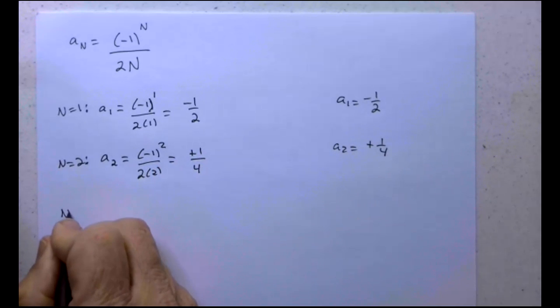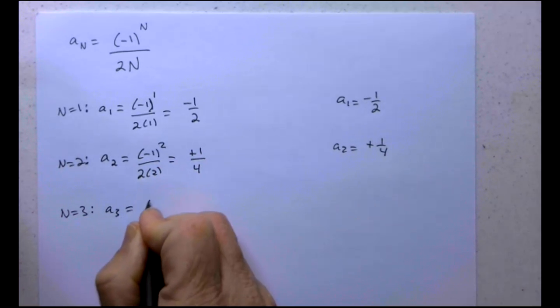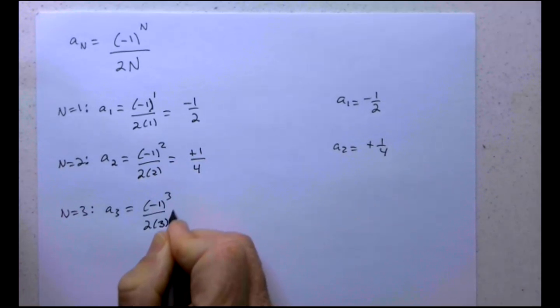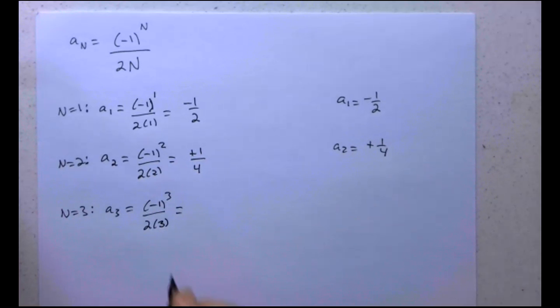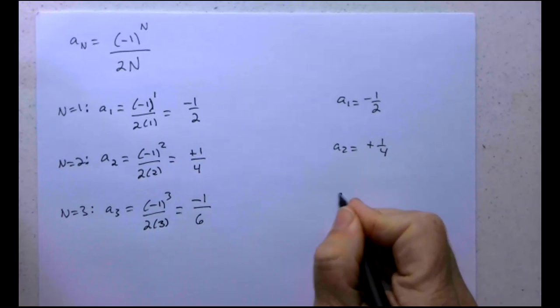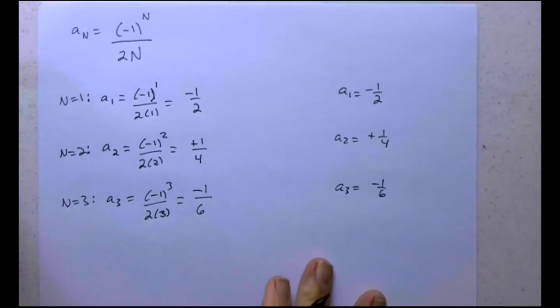n equals 3. We'll say a sub 3 is (-1)^3 over 2 times 3. Now, what is (-1)^3? -1 times -1 times -1 returns a -1. 2 times 3 is 6. So a sub 3 is -1/6.